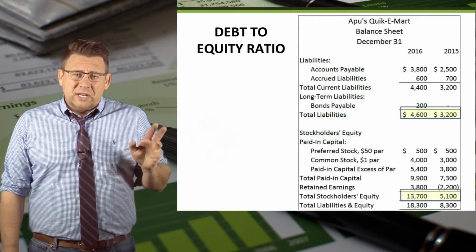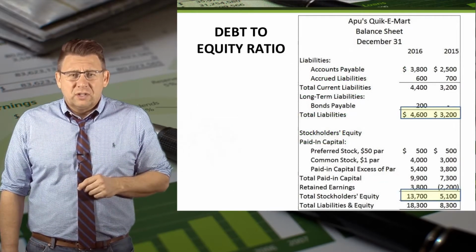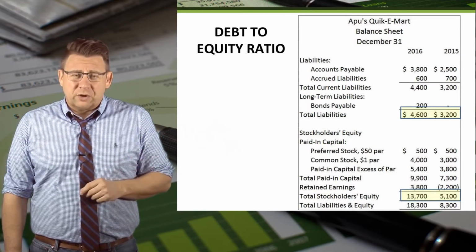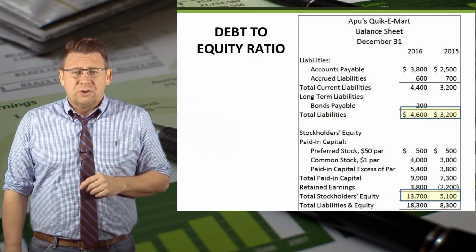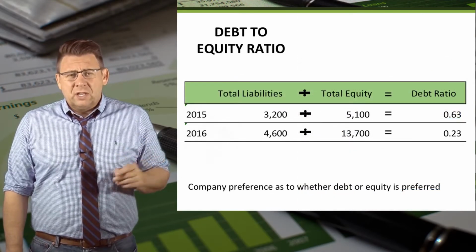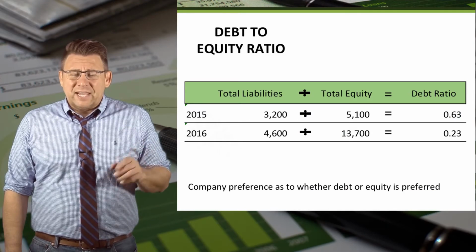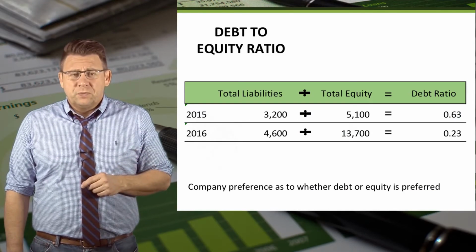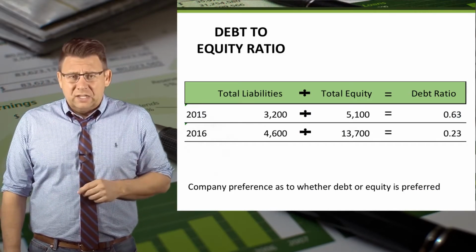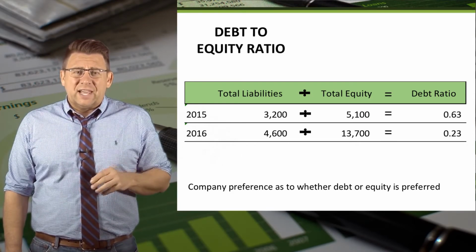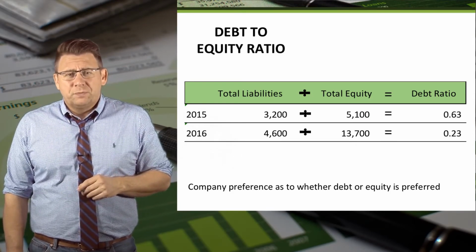Here is the liability and equity section of the balance sheet. We'll use the total liabilities and total stockholders' equity to determine the debt-to-equity ratio. For 2015, total liabilities divided by total equity gives us a debt-to-equity ratio of 0.63. For 2016, total liabilities divided by total equity gives us a debt-to-equity ratio of 0.23.